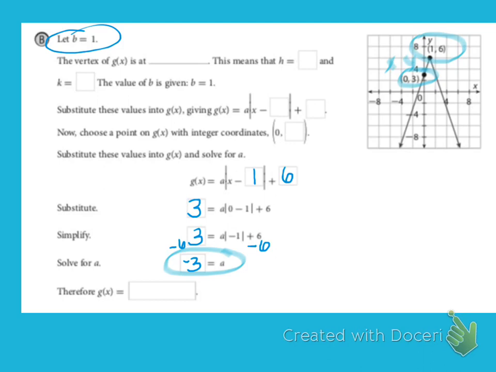So this process will also tell us whether it was a reflection or not, because we can obviously see in the graph that it is. And so our function then would look like this. G of x is equal to -3 times the absolute value of x minus 1 plus 6. And we could graph that in our graphing calculator to verify that, in fact, the graph looks like the one here.